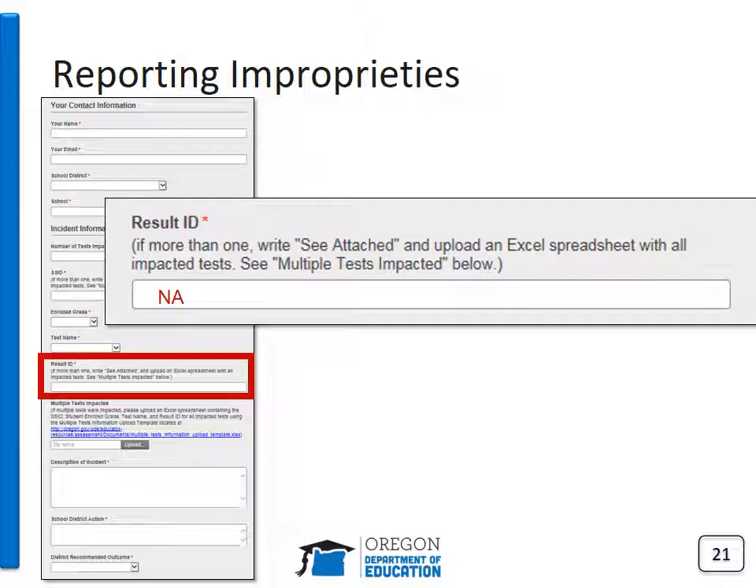This is an example of the electronic form online. The result ID, you would enter NA because it does not apply to the kindergarten assessment.